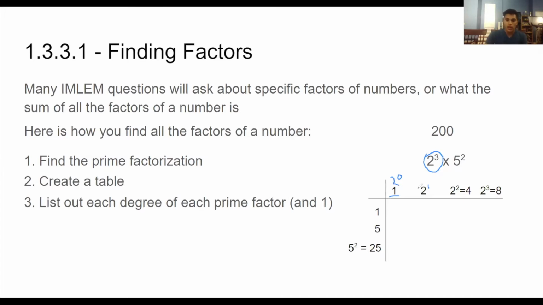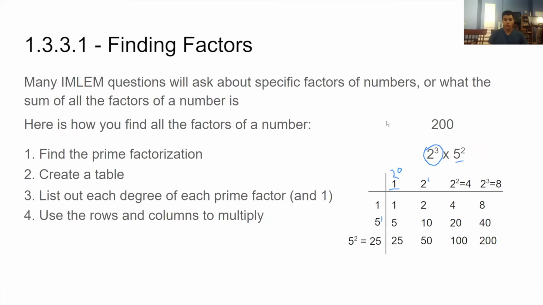And then next, in the other column, I list out 1, which is 5 to the power of 0, then 5, which you can think of as 5 to the power of 1, and then 5 to the power of 2, which is the last degree I need to list out, and that equals 25. Then I use this table and this organization just to multiply each row and each column, and that's what gives me all of the factors.